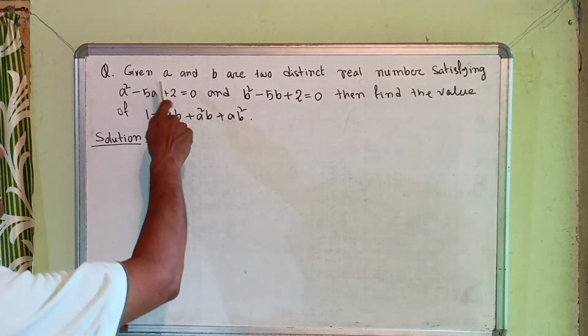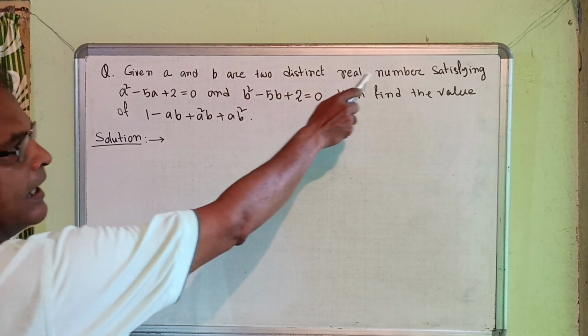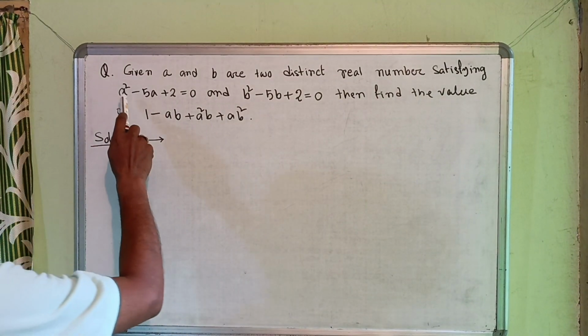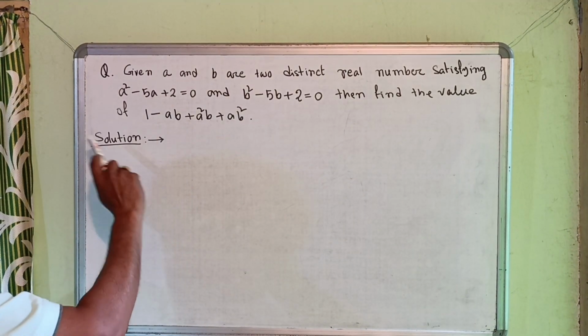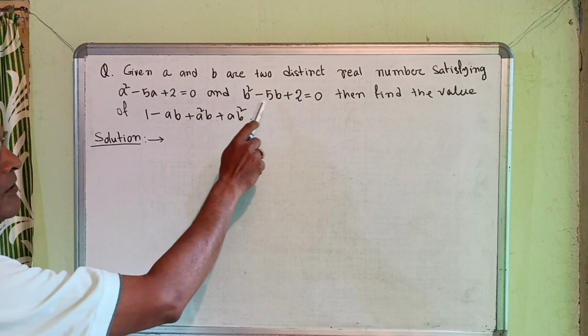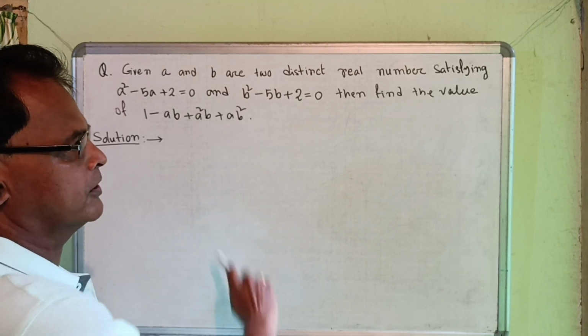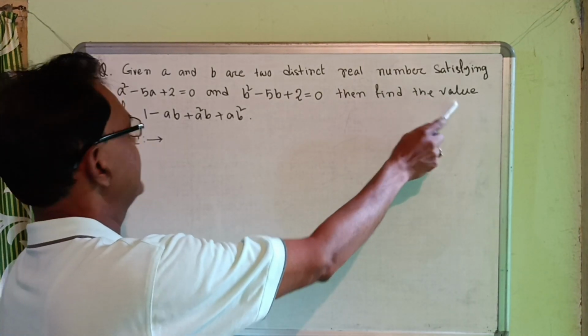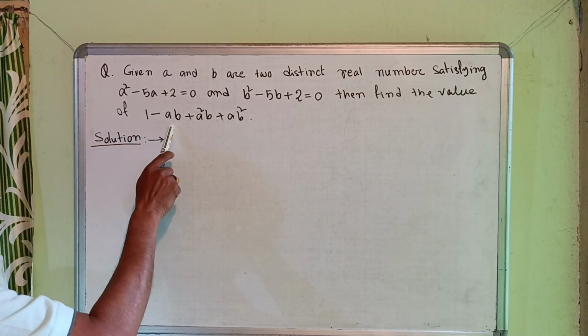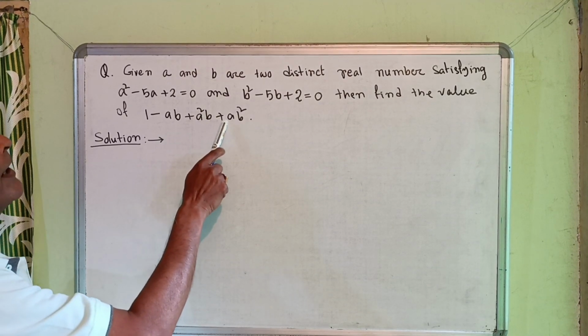We are given a and b are two distinct real numbers satisfying a square minus 5a plus 2 equal to 0 and b square minus 5b plus 2 equal to 0. Then find the value of 1 minus ab plus a square b plus ab square.